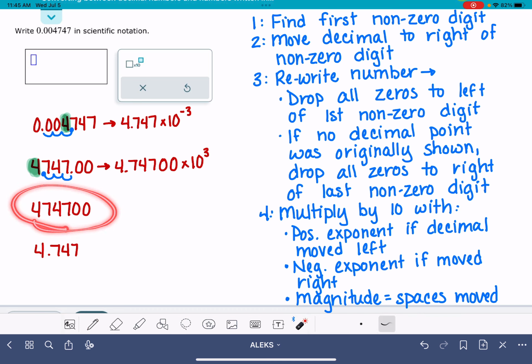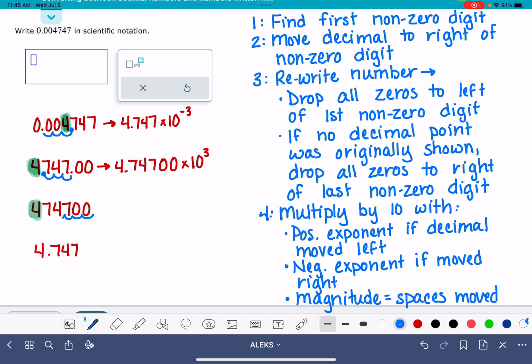Let's try this next example. Find the first non-zero digit, it's a 4. Locate our decimal point, it's right here. Now this number does not have a decimal point written down. When there isn't a decimal point written down, it is always at the very end of the number, to the right of the last digit in the number. Not the last non-zero digit, just the last digit. So we're going to take that decimal point and move it to the right of our first non-zero digit. I'm paying attention to the fact that I'm moving it to the left. And I'm also paying attention to 1, 2, 3, 4, 5 spaces moved.